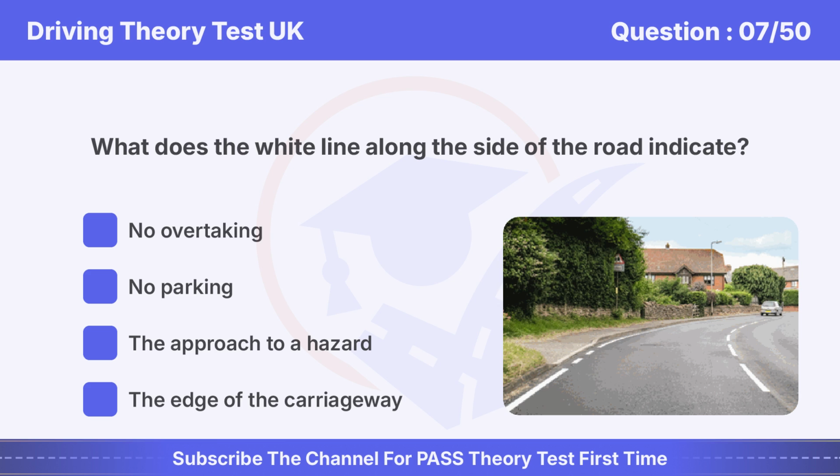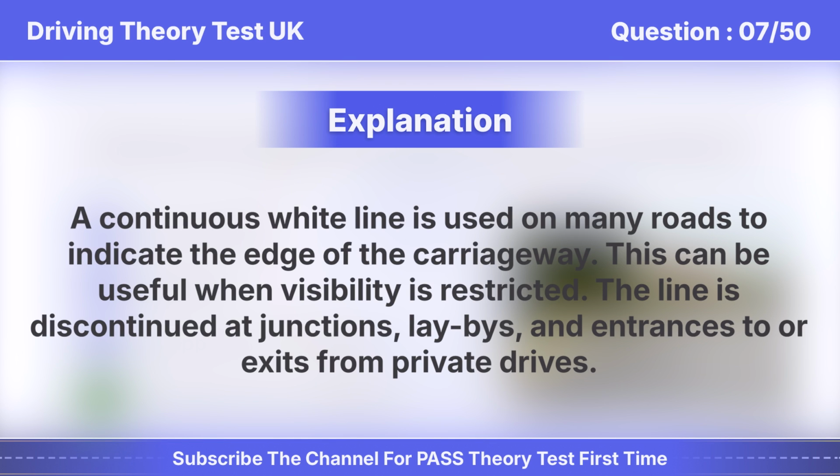Question 7. What does the white line along the side of the road indicate? Answer is D, the edge of the carriageway. A continuous white line is used on many roads to indicate the edge of the carriageway. This can be useful when visibility is restricted. The line is discontinued at junctions, lay-bys, and entrances to or exits from private drives.